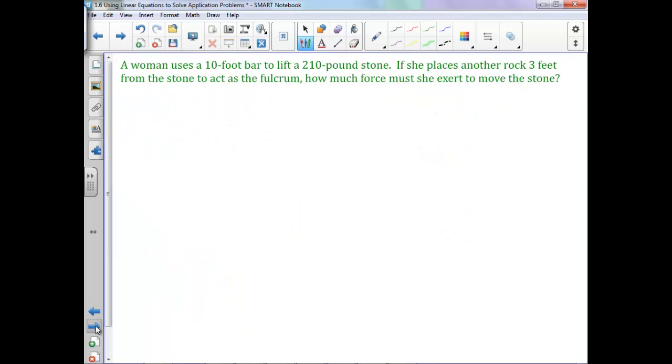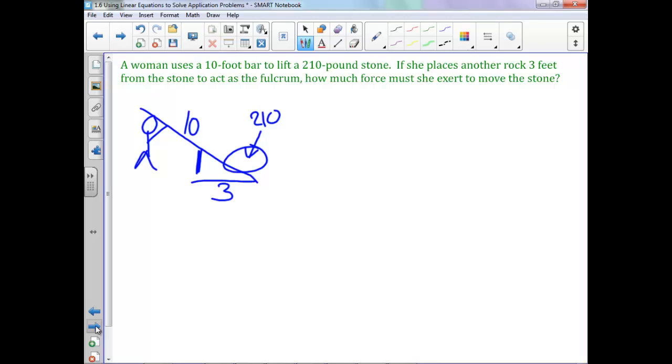And now a fulcrum problem. We have a woman that's using a bar to lift a stone. So we've got a stone, we've got a woman, and we're using some sort of bar. We know the bar is 10 feet. We know the stone is 210 pounds. And we're using a fulcrum right here at 3 feet away from the stone.